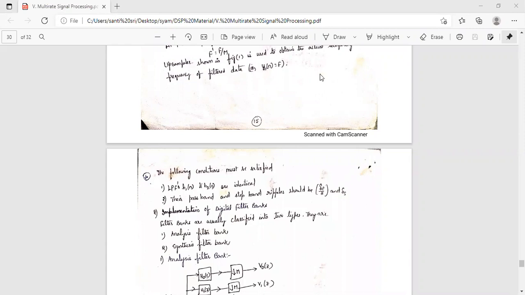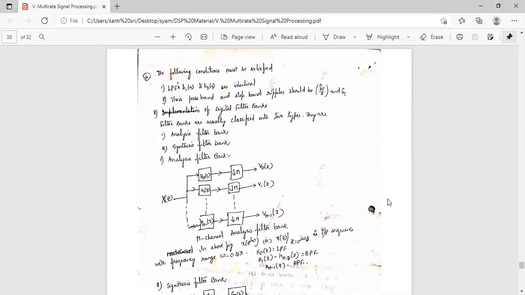Next, implementation of digital filter banks. Filter banks are usually classified into two types: analysis filter bank and synthesis filter bank. So what is meant by analysis filter bank?